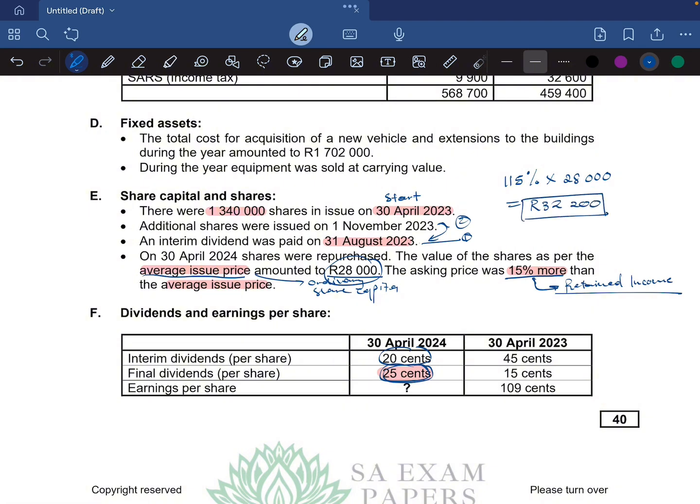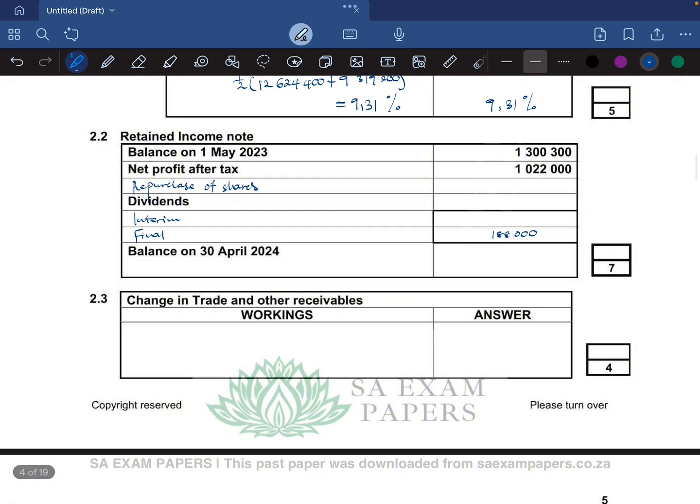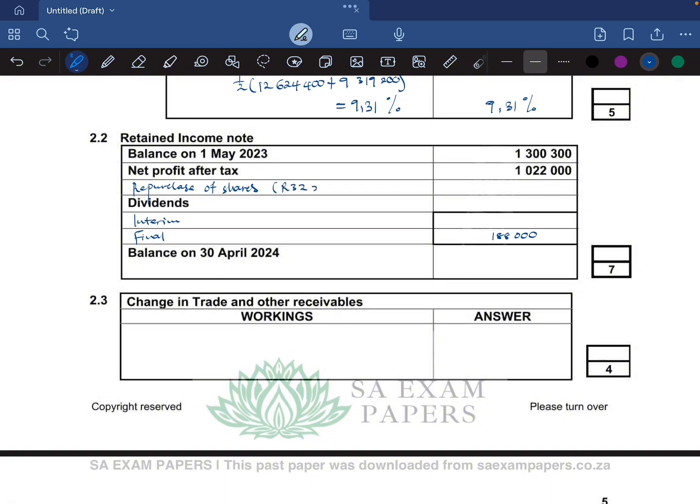Okay, so which means we repurchased the shares at 32,200, and we can simply determine the 15% from there. So it's 15% times the 32,200, or what is correct actually is the 32,200 minus the 28,000. So that would be correct, not the answer I've just mentioned. So there's 32,200 minus 28,000, which gives 4,200, which is a decrease in our repurchase of shares.